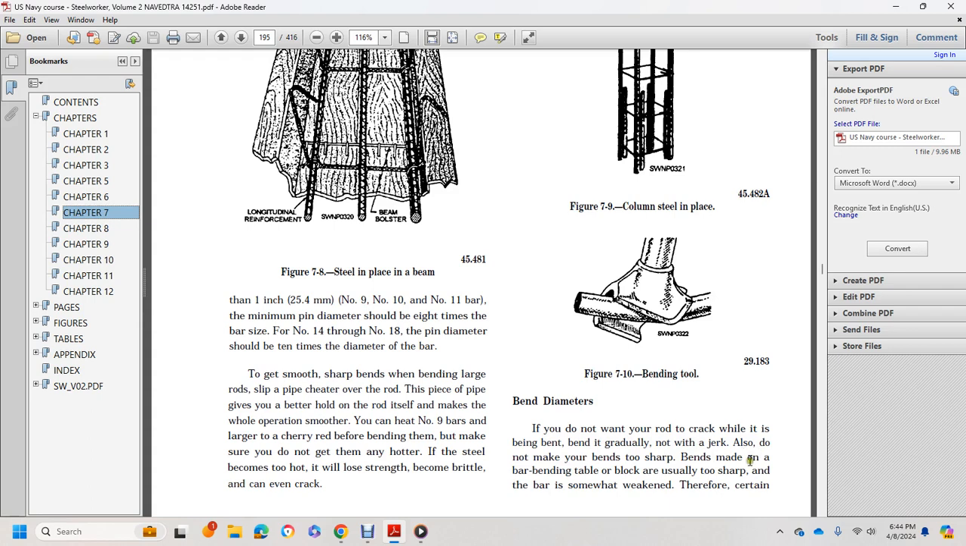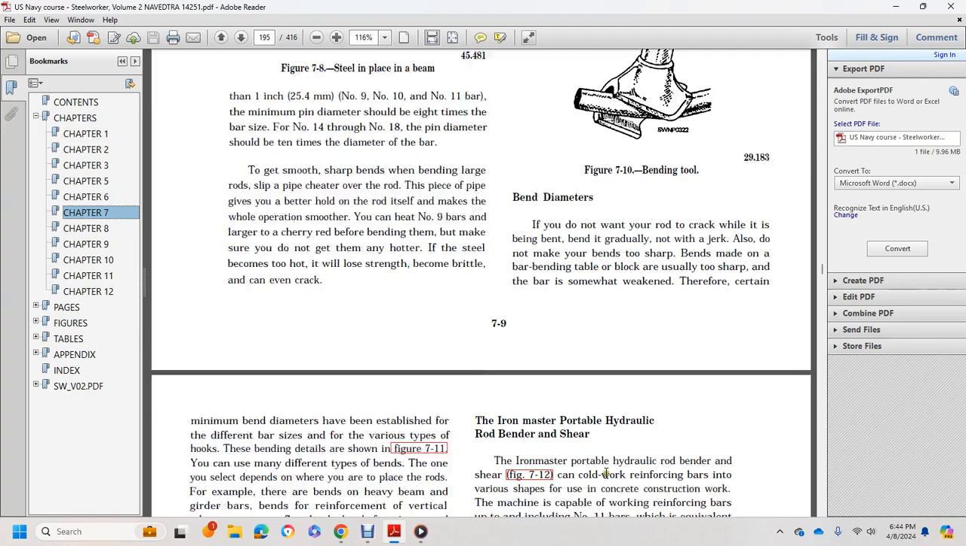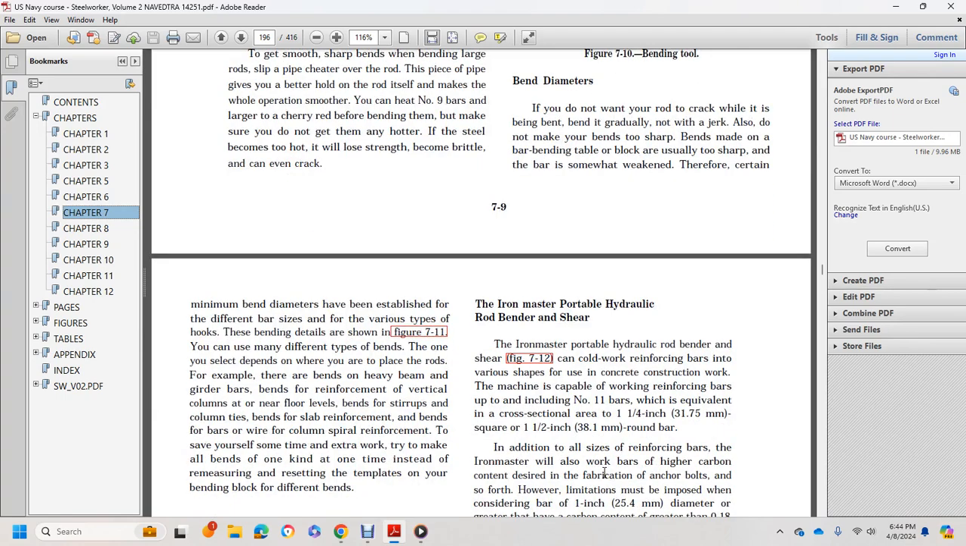Bends made on a bar bending table block are usually too sharp, and the bars are somewhat weakened. Therefore, certain minimum bend diameters have been set for different bar sizes and the various types of hooks. The bending details shown in Figure 7.11 use many different types of bends. One is selected depending on where you would place the rods.